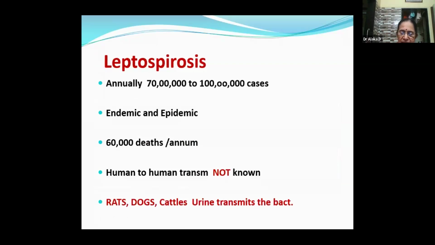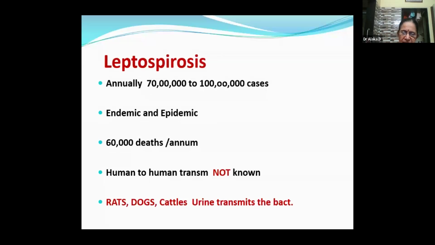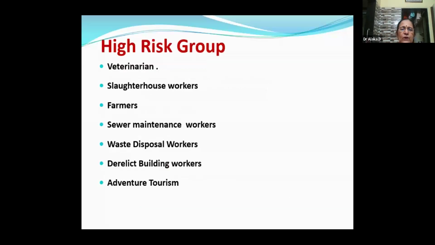The spirochetes are excreted in the urine of rodents and other animals. So who are at the high risk group? Veterinarians, because they are all the time dealing with animals, slaughterhouse workers, and farmers, because they are working in the farms, where the waterlogged water can be polluted or infected by these spirochetes from the rodents. Also sewer maintenance workers, waste disposal workers, derelict building workers, and adventure tourism.